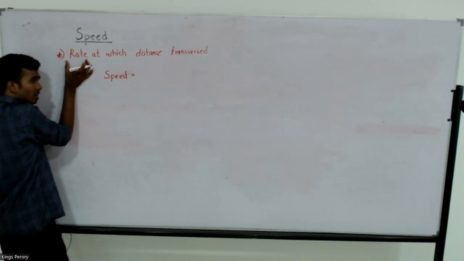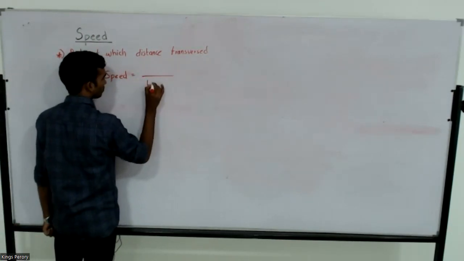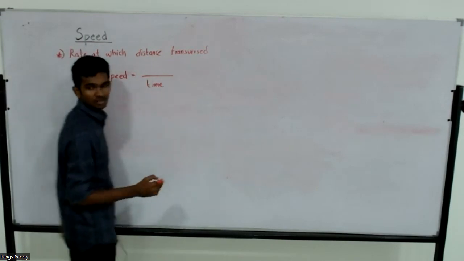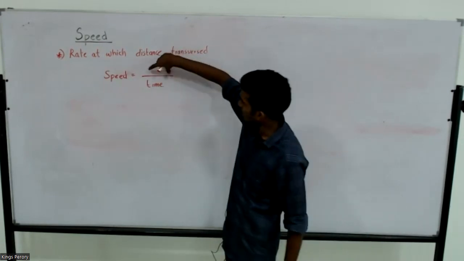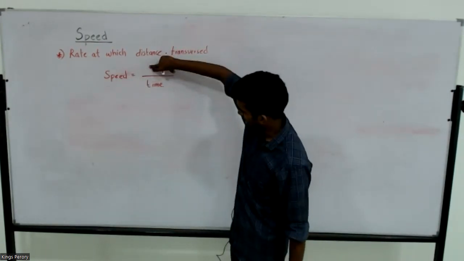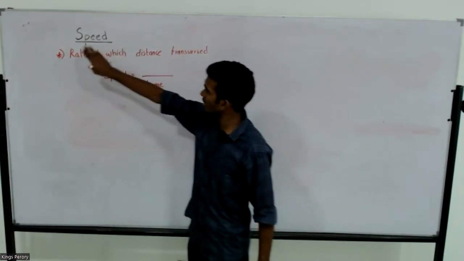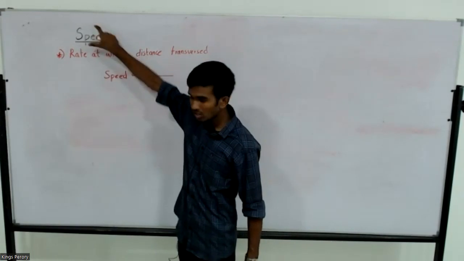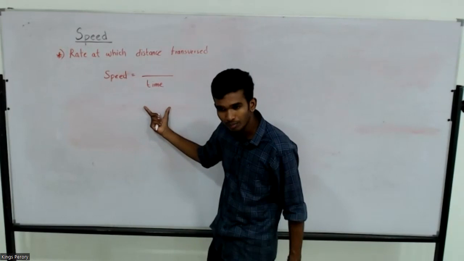When you hear the word rate, that means something is divided by time. That is what rate means. The real meaning of rate is some sort of a component divided by time, you get the rate. So here we define rate for what? Speed. So speed is going to be some component divided by time.